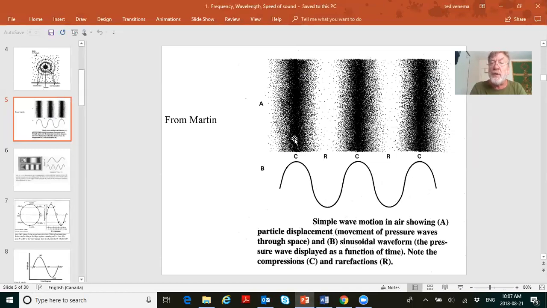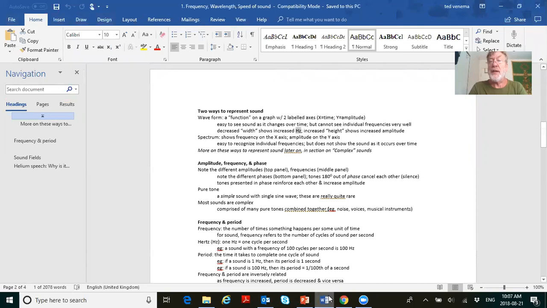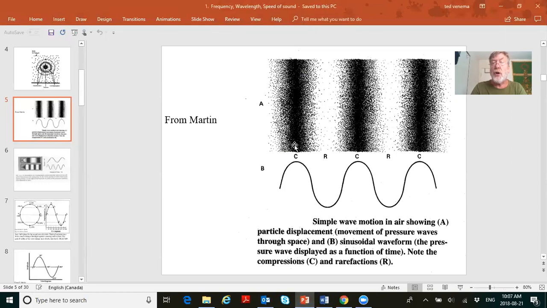And what's a cycle? 1 condensation, 1 rarefaction. What's another way to say it? 360 degrees. Starting at here to 180 to 360 is 1 cycle. How many cycles per second? Okay, that's sound waves. And the height of the wave, how tall you drew it, would show the amplitude. How tall is it? Okay, so the number of cycles per second shows the frequency, or the hertz. The height of the wave would show the amplitude, the decibels. How loud is it? Okay, good.